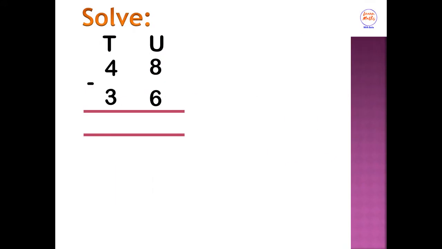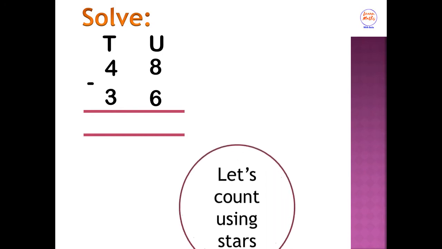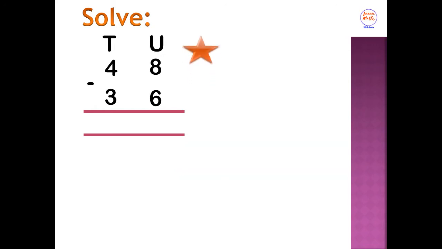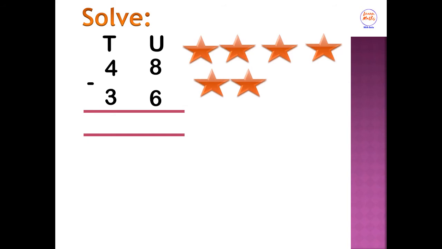Let's solve this example. We have 48 minus 36. Let's count using stars. So we have 1, 2, 3, 4, 5, 6, 7, 8. Now we have 8 stars, and we will be removing how many stars? 6. So let's remove 6.